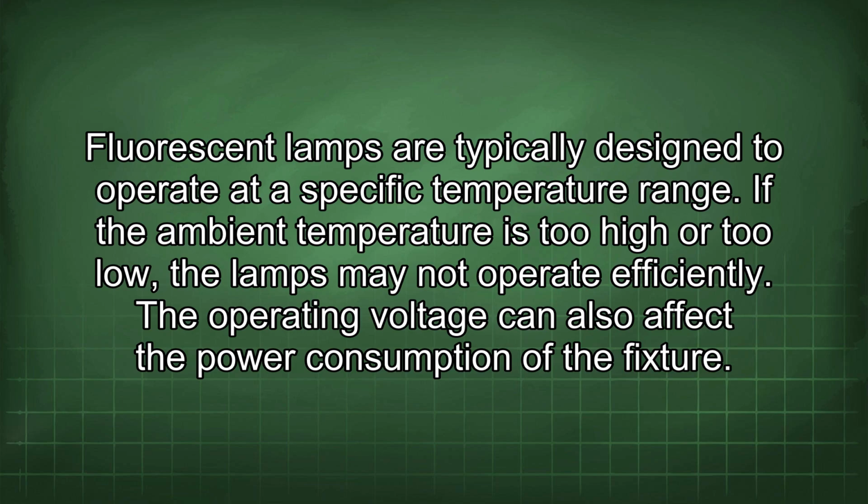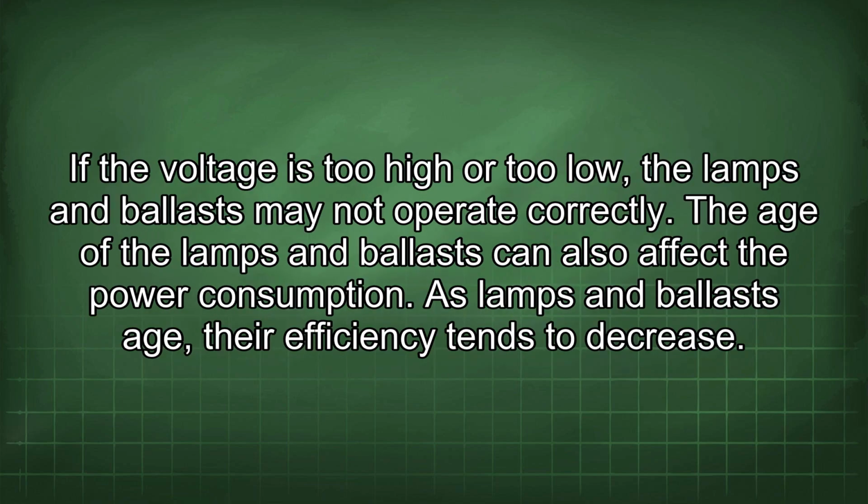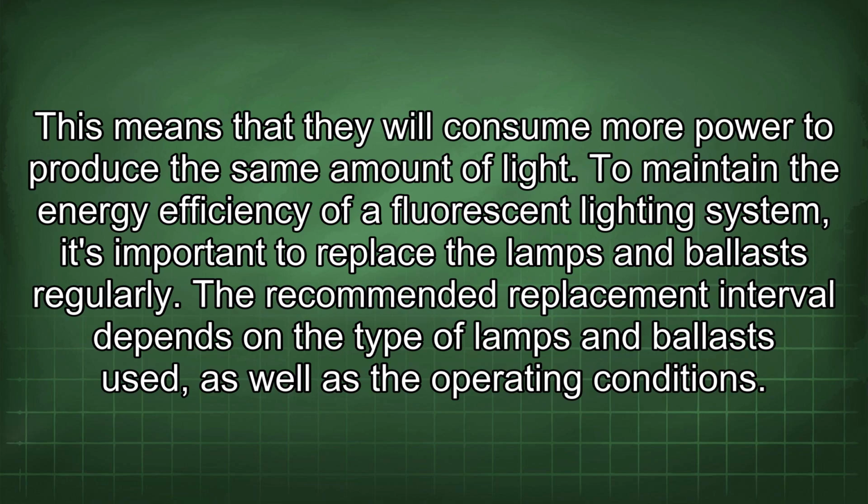The operating voltage can also affect the power consumption of the fixture. If the voltage is too high or too low, the lamps and ballasts may not operate correctly. The age of the lamps and ballasts can also affect the power consumption. As lamps and ballasts age, their efficiency tends to decrease. This means that they will consume more power to produce the same amount of light.